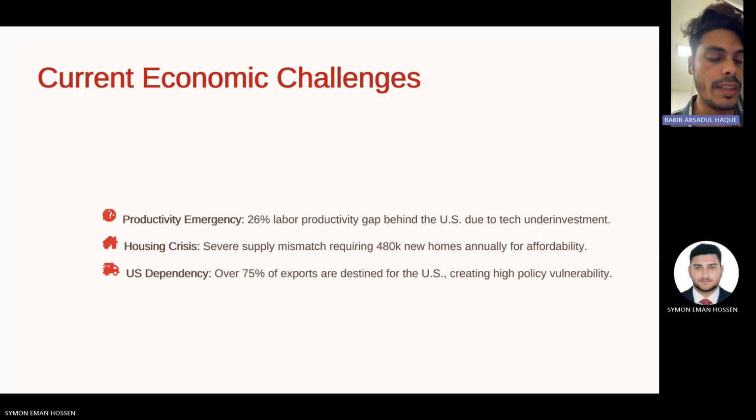the housing crisis. On the socioeconomic front, Canada's housing supply remains severely constrained.